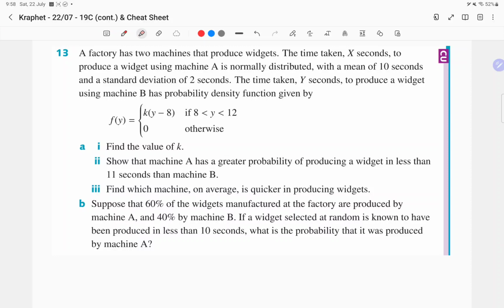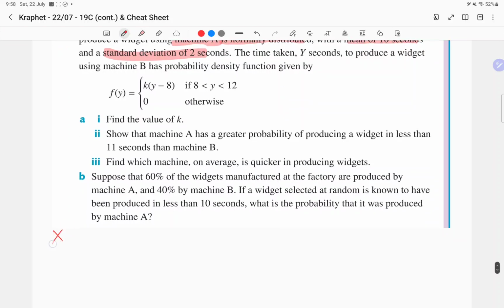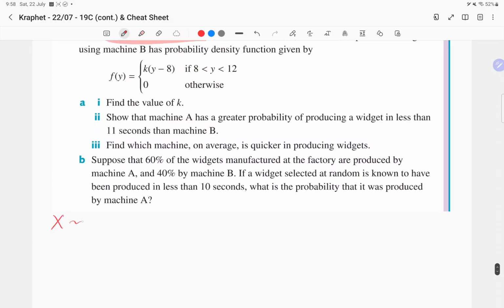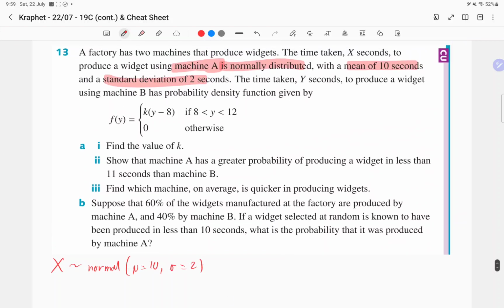All right. Question 13. A factory has 2 machines that produce widgets. The time taken X seconds to produce a widget using machine A is normally distributed, mean 10, standard deviation 2. So for machine A, it is a normal distribution, roughly normally distributed with mean 10 and standard deviation 2.